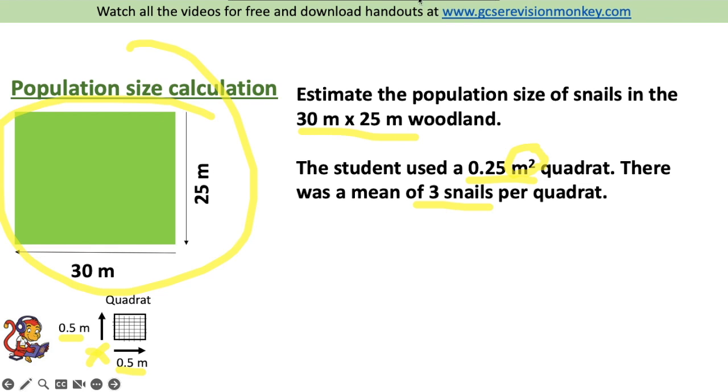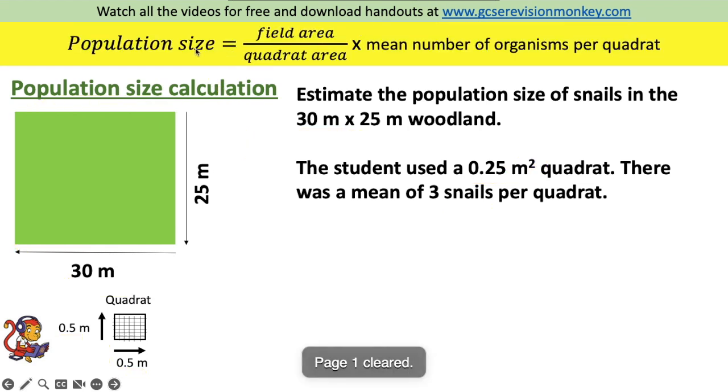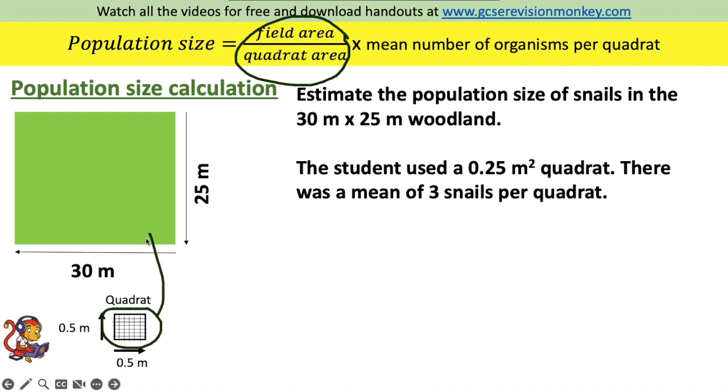So reminder of the equation that we need to use is population size is equal to field area divided by quadrat area multiplied by the mean number of organisms per quadrat. Because this first bit will tell you the number of quadrats that would fit in a field. So the field area divided by the quadrat area would tell you how many of these quadrats would fit side by side in the field, and then if there was a mean number of 3 snails per quadrat, multiply that by 3, and that will give you an estimation of the population size.